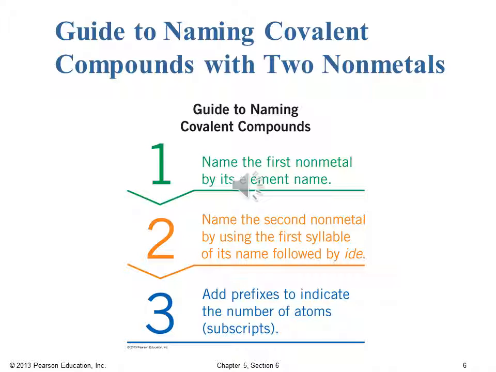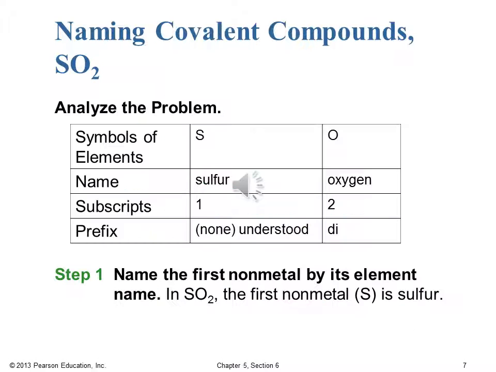And then finally, number 3, we add prefixes to indicate the number of atoms. Those subscripts that follow the atoms tell us how many. If there's no subscript, then we understand that it's 1. And if there's 1 of the first element, we don't put the mono prefix. But if there's 1 of the second nonmetal, we do put a mono in front of its name. So be very careful. And it's a little tricky, so let's do some practice together.